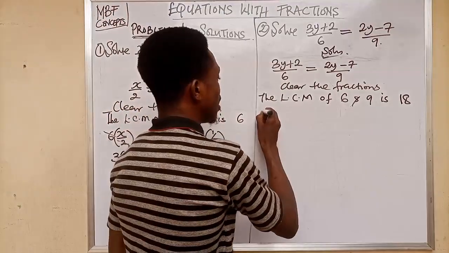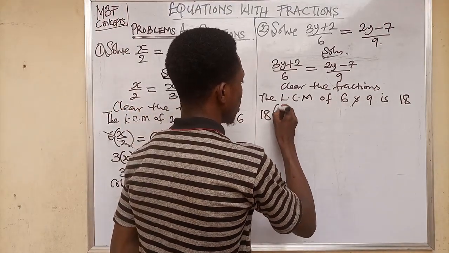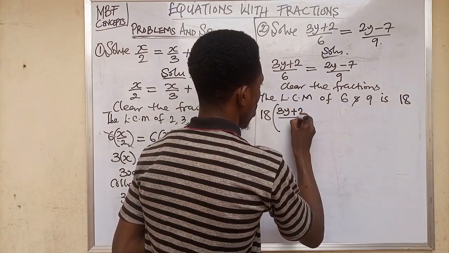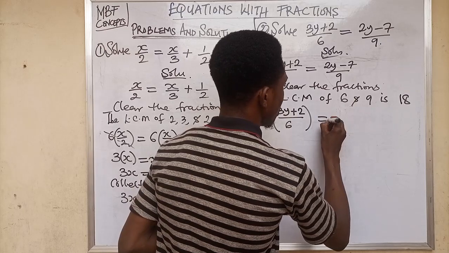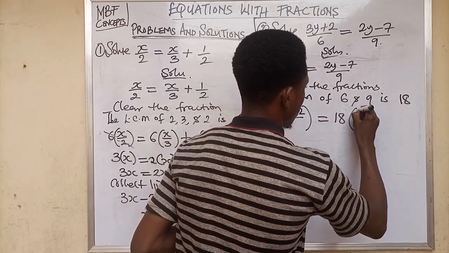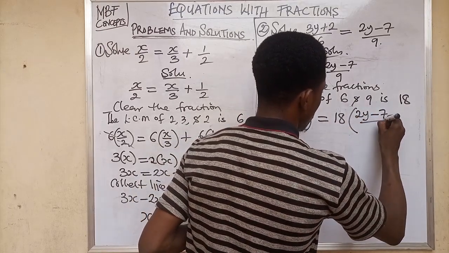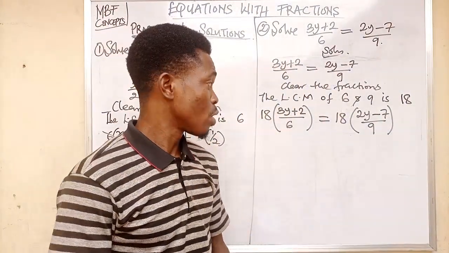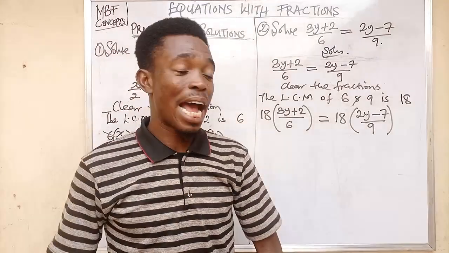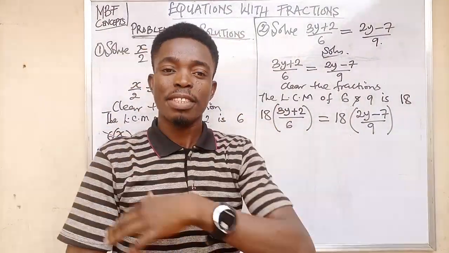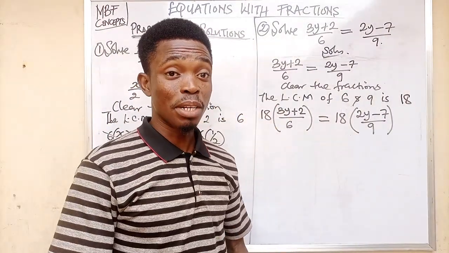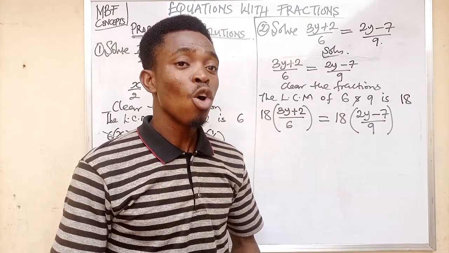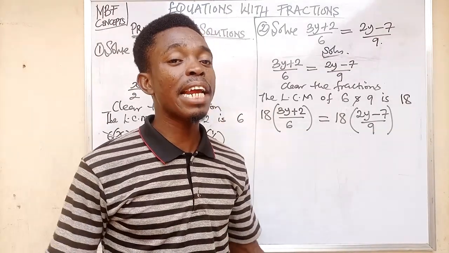So I'm going to have 18 times (3y minus 2, plus 2) all over 6 is equal to 18 times (2y minus 7) over 9. This is it. It's as simple as this, guys. So the first thing you do is to multiply both sides by the LCM of the denominator, so that you can eliminate the denominator. And this is what we mean by clearing the fraction.